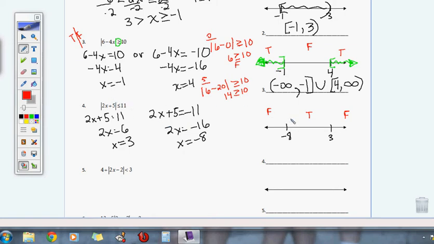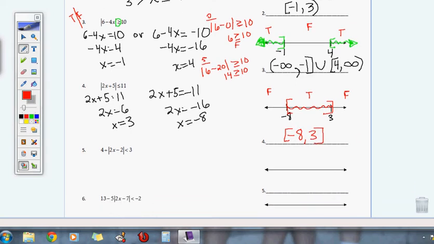We also have brackets on this problem because of the "or equal to" in it, but we're going to shade the true region. So interval notation is this region in here, basically saying any values between negative 8 and 3 will work for that problem.